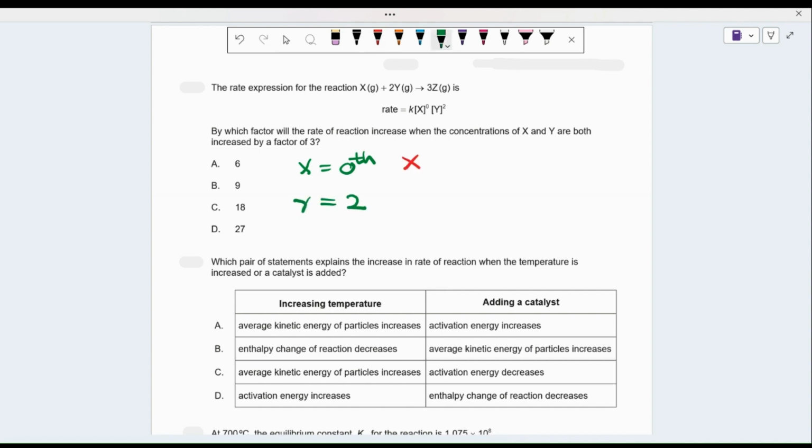Y second order. So 3 to the power of 2 will give us 9. Yeah, so we simply take the factor and then to the power of 2 because it's second order. So that will be B.